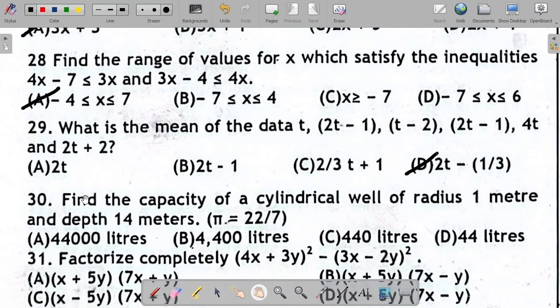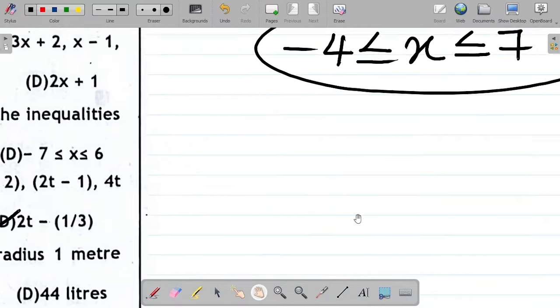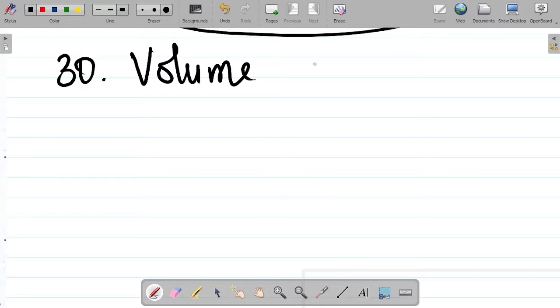Now note that when you're asked to find the capacity, capacity has to do with volume, right? So we have to find the volume of a cylindrical well. So we're looking at the volume of a cylinder. So for question 30, let's get the volume of a cylinder.